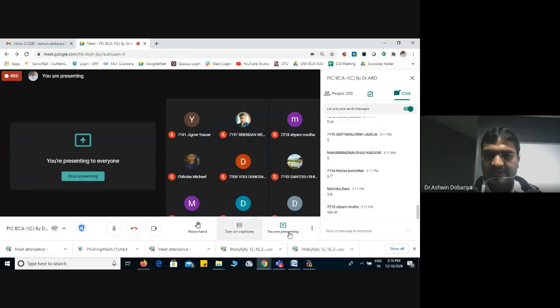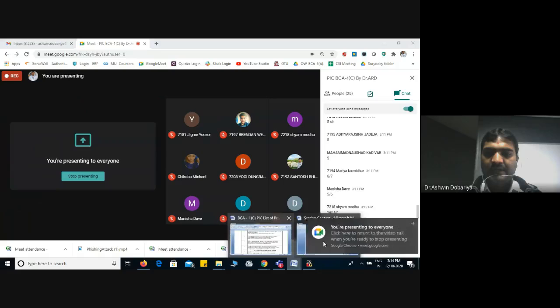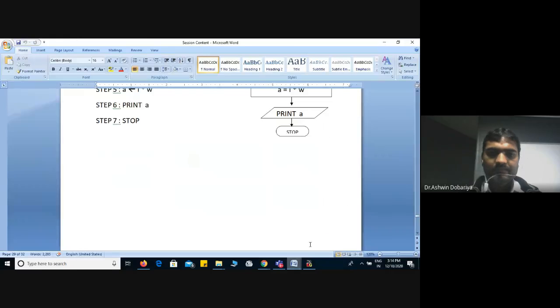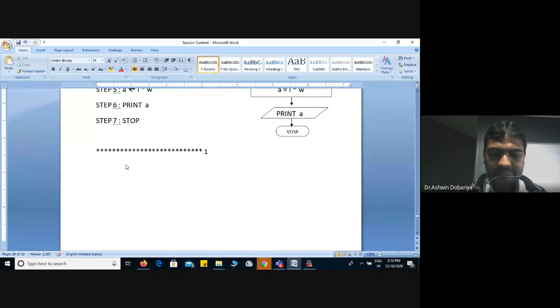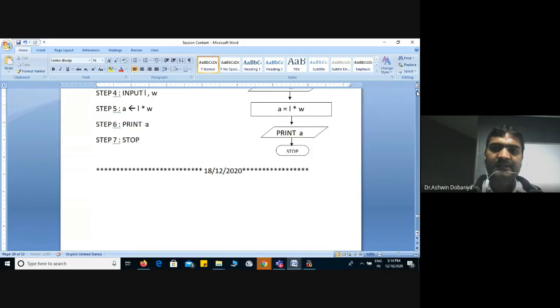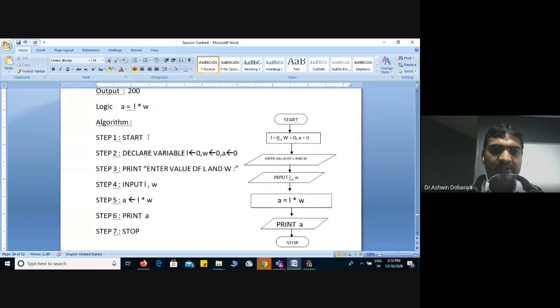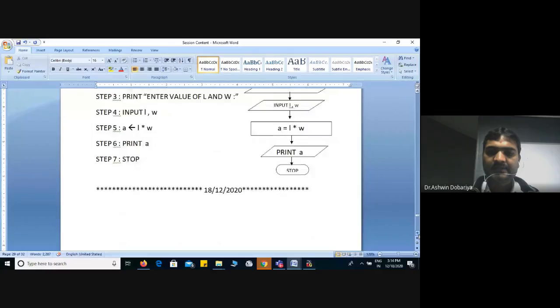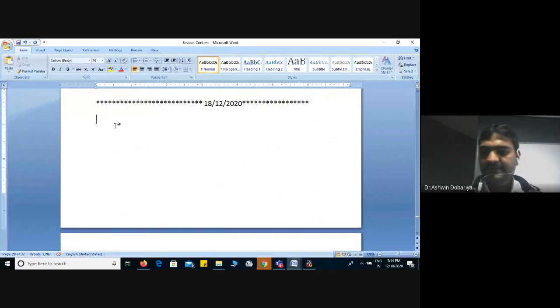Yeah, screen is visible. Okay, now today again we'll start with this. See, this is the last discussion where we discussed the area of rectangle, right? And now this next, let me start.